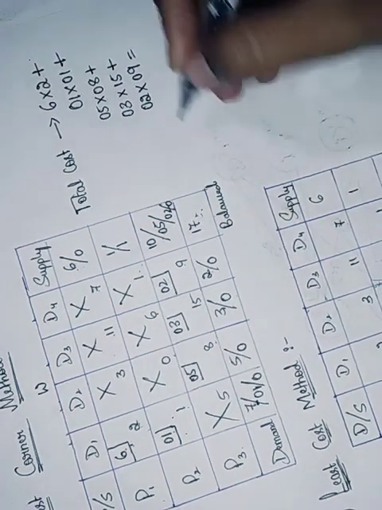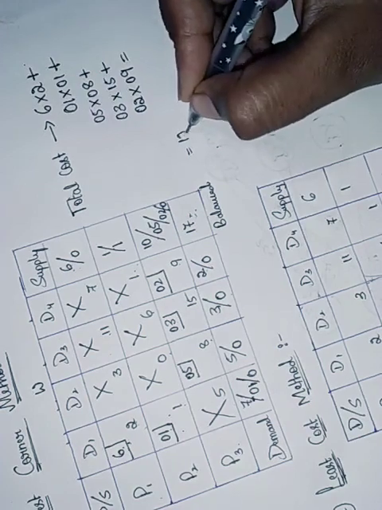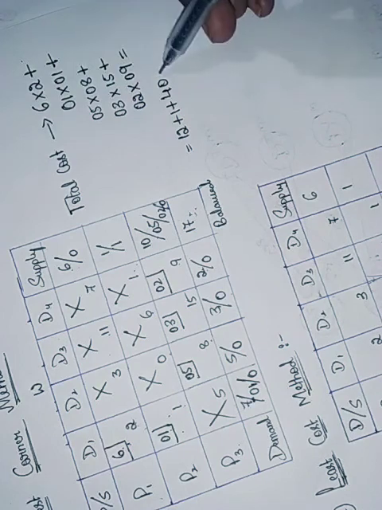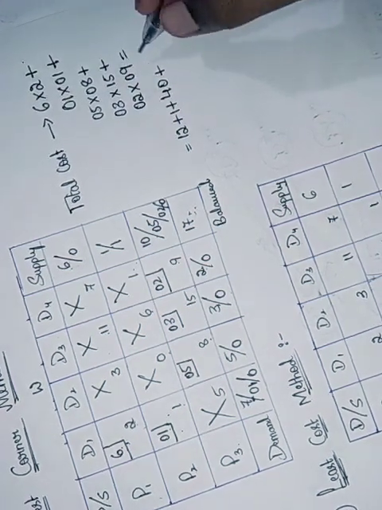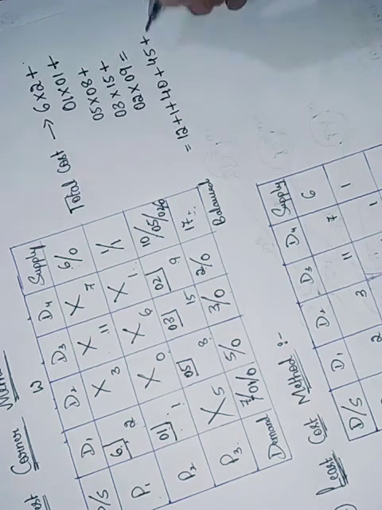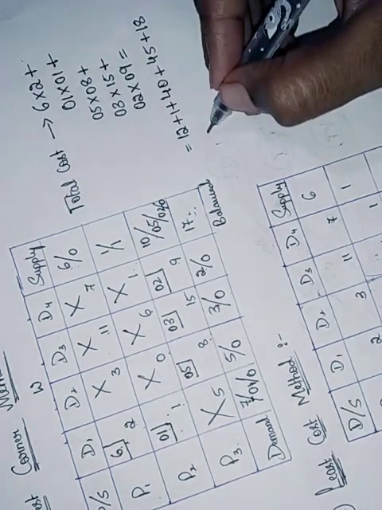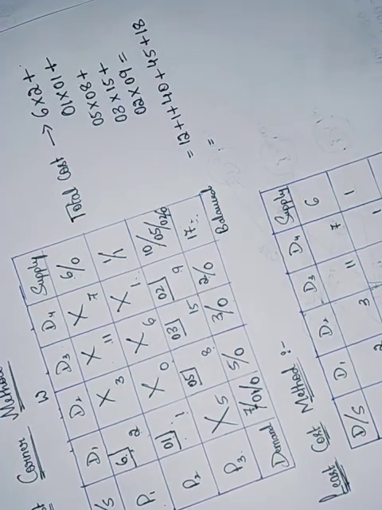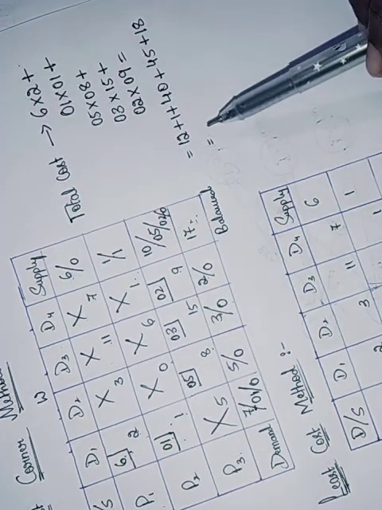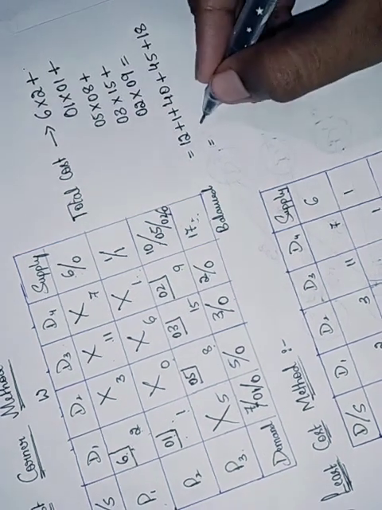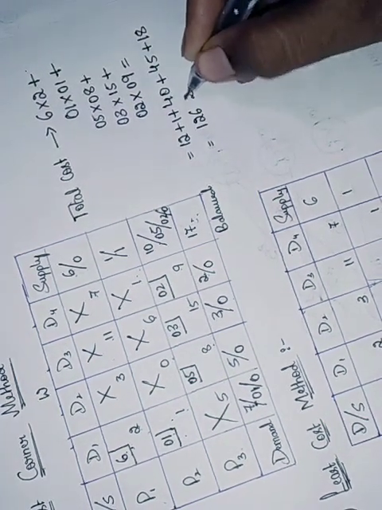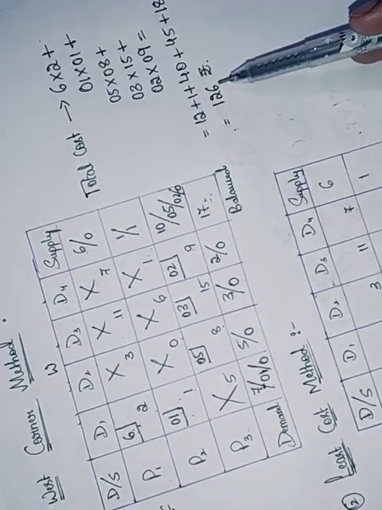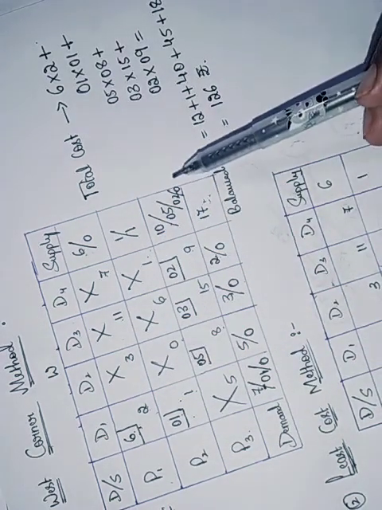So let us find out the total cost. 6 into 2 is 12, plus 1, plus 5 into 8 is 40, plus 15 into 3 is 45, plus 2 into 9 is 18. So find out the total cost as per the allocated units and per unit cost. Now take the total. It comes to 126 rupees. So this is the total cost that we have identified in the northwest corner method.